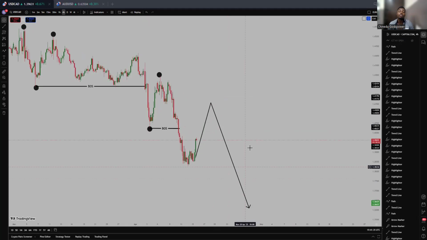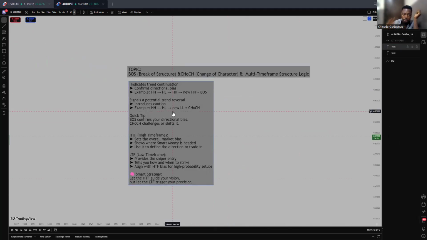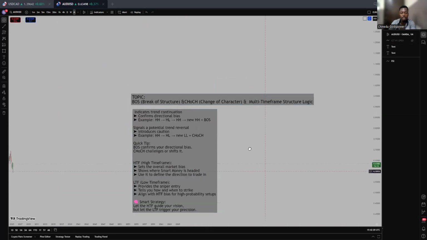So guys, this is 1 minute to the end of this class, and we've been able to cover at least two topics from this. Been able to confirm our directional bias, been able to signal potential trend reversals, the caution, the HH, HL, the new lower low, change of character, all of this that we need to understand the skeletal structure of price movement or price action in the market.